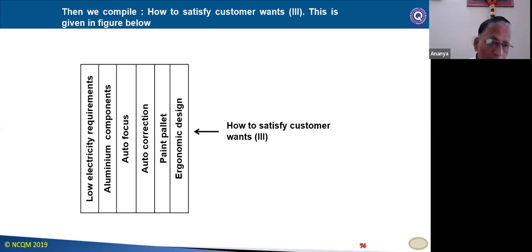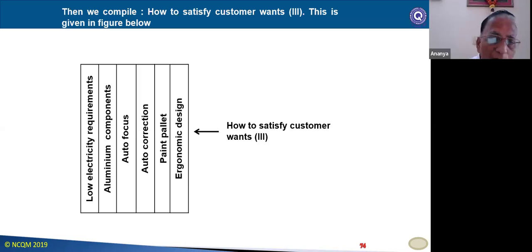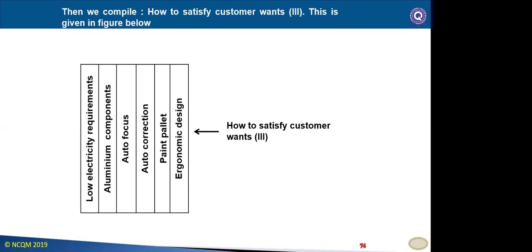So there is no need to change the aperture and other things. Automatic, yes, it adjusts itself. It's an autofocus. So whatever the distance, nowadays all the mobile cameras are autofocus, so you don't have to adjust the lens. Autofocus. Then auto correction is another way, and a paint palette is another way.